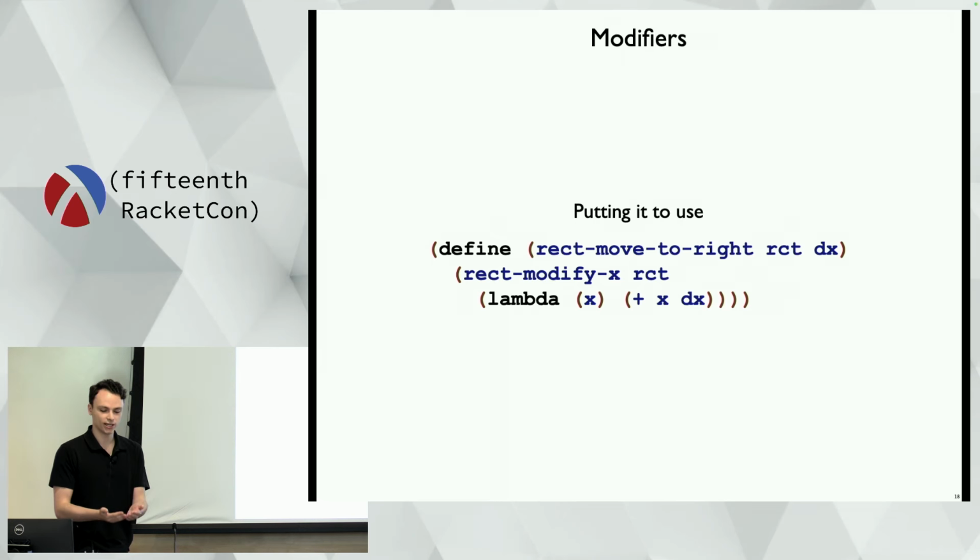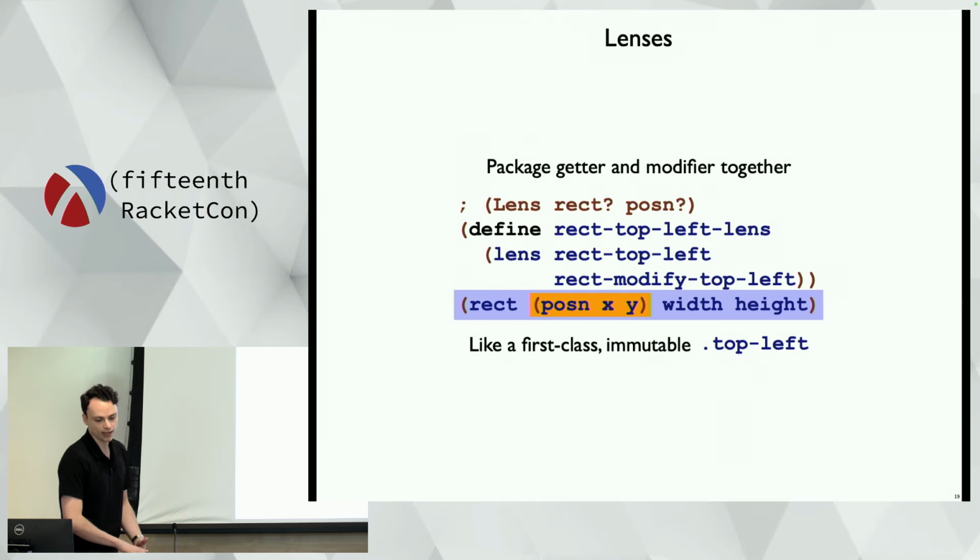And so now we get this nice compact implementation where we have a separation of where we want to perform a modification and what we want to do at that point. And in practice, it's often useful to package the getter and the modifier together, and we call that thing a lens. So this is sort of like a first-class immutable dot top left that you would see in a more traditional imperative language, except since it's first class, we could pass it around and compose it, and it's immutable, so no spooky action at a distance.